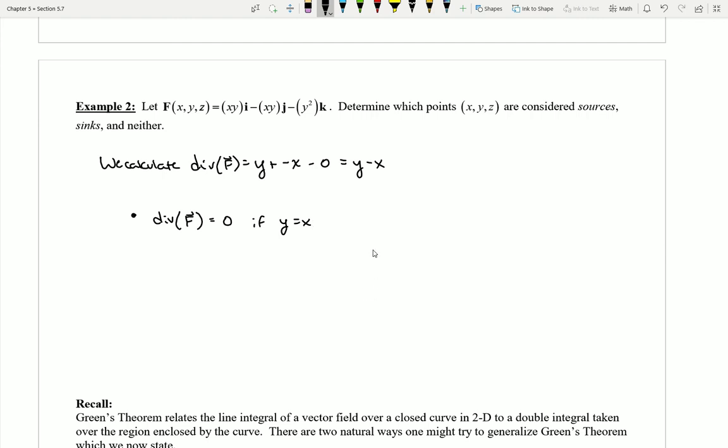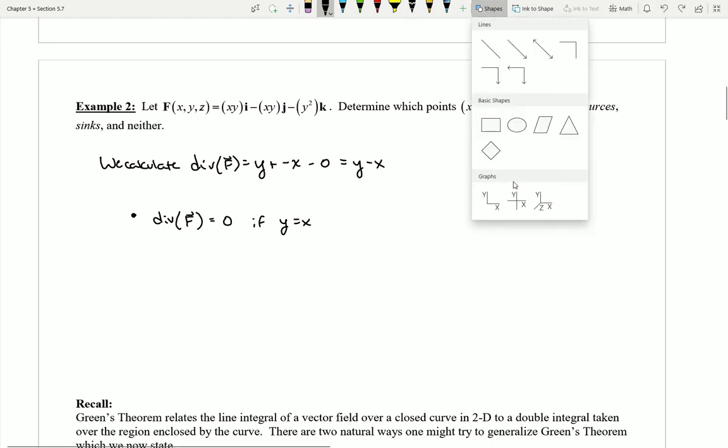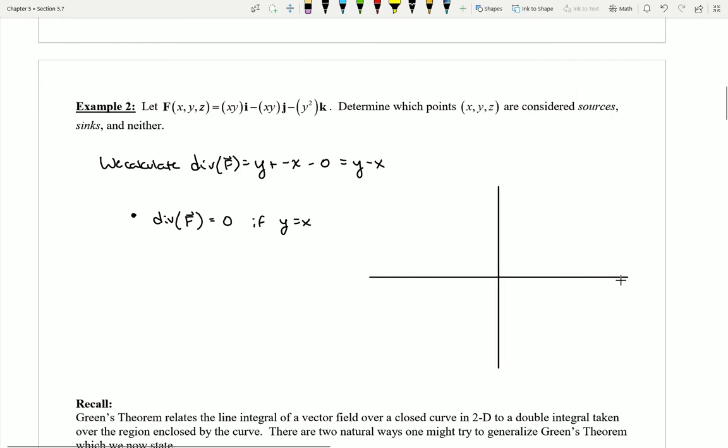So if I'm looking at all of the different points, let me not bother drawing this by hand since I can use this cool tool. But if I think about the xy plane, I can see that along my line y equals x, all of the points on that line are not sources, nor are they sinks, because the divergence at every point along this line is going to end up being 0. Okay, but what about points on other sides of the line?